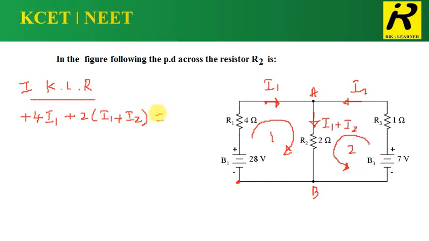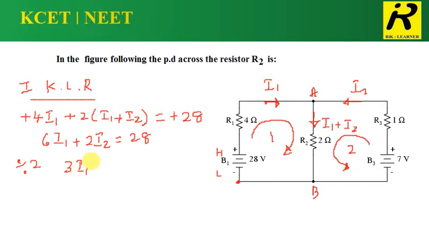So that must be equal to the EMF. The lower end of the battery is negative and the upper end is positive, so it is from lower to higher level. For that I should consider the potential as plus 28, the EMF. When I solve this, I get 6I1 plus 2I2 equals 28. Dividing all of these by 2, I get 3I1 plus I2 equals 14. This is my first result for the first loop.